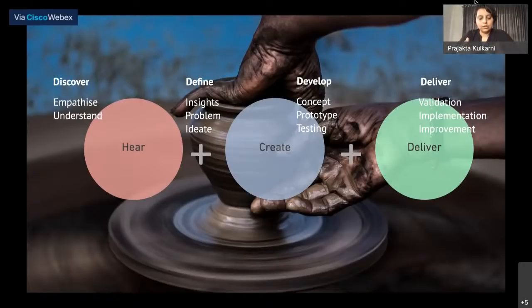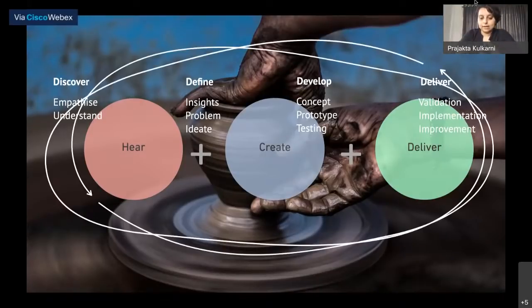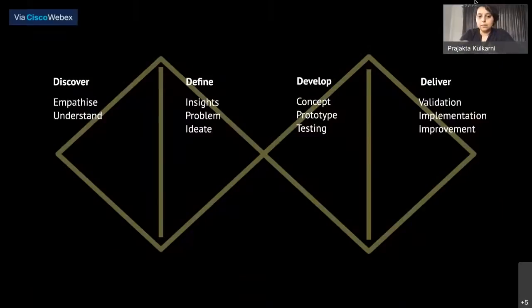So like the initial diagram that I showed you, where we were talking about hear, create, and deliver, in that we talked about how the first part is about hearing and understanding and then defining and then developing and delivering. So these are the concepts that are being broken down into four parts of the process. And then this iterative process is given this beautiful double diamond diagram that helps us understand what information goes in and what information comes out to give you the right solution or the concept approach. So as you can see, there is this double diamond, which is in the form of an infinity loop.